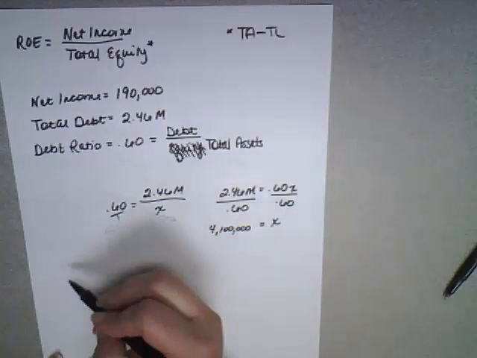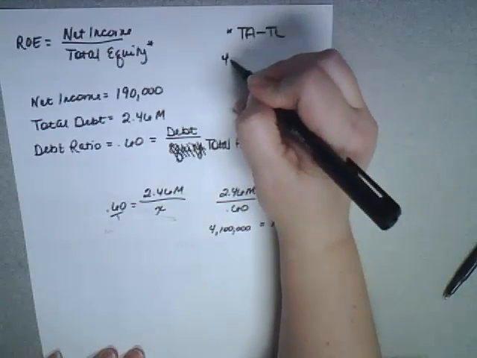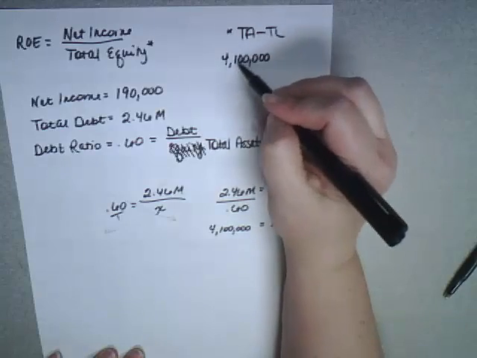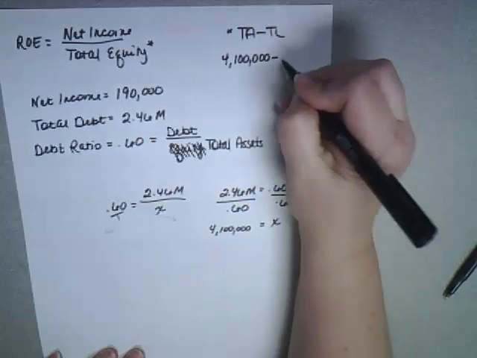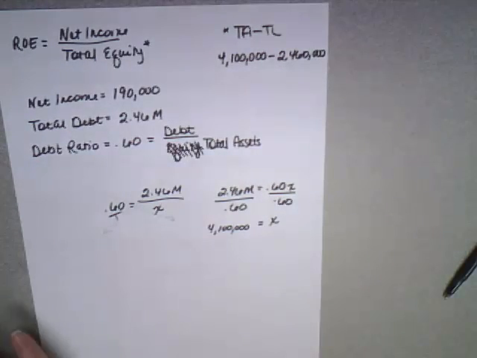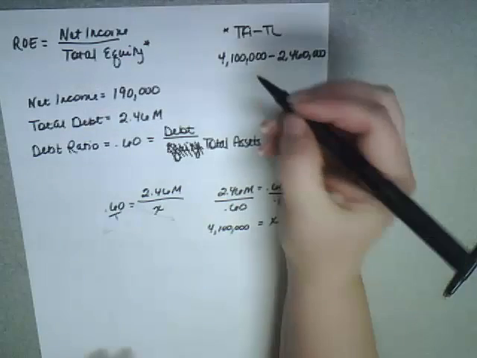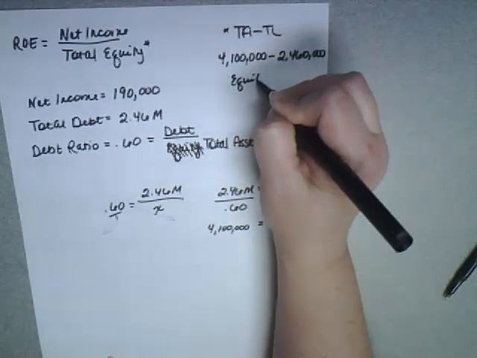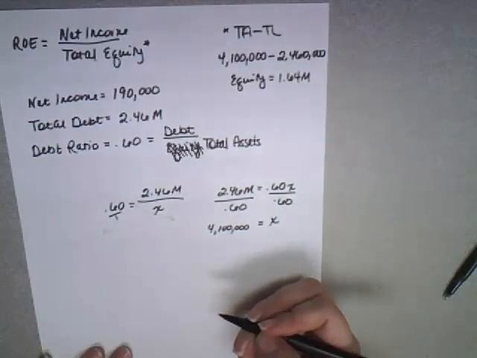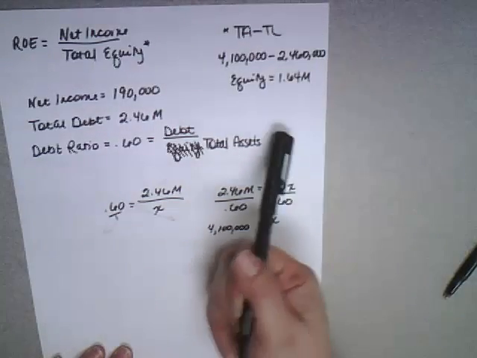Okay, so then when we go back up to what we wrote down for our equity, if we say total assets 4,100,000, we know our total debt is 2,460,000. Then when we subtract those two, whoops, that's not right, 4.1 minus 2.46, we end up with equity of 1.64 million.